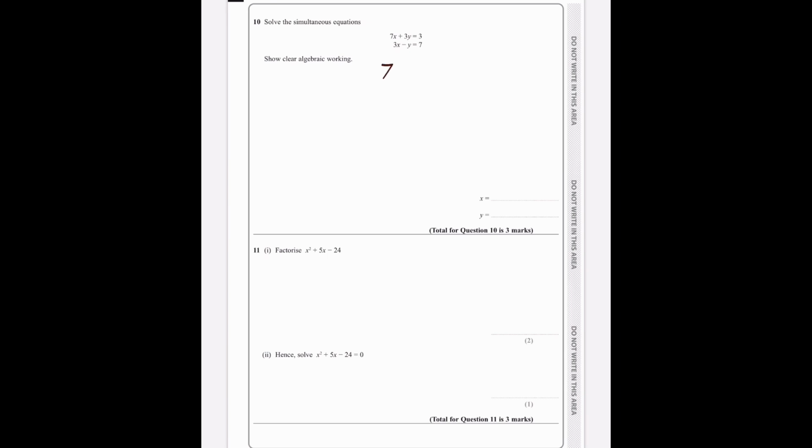Simultaneous equations question here. You've got all the choices in the world. I've gone for the elimination method. If you did it by substitution, that would be absolutely fine. I thought the simplest way to eliminate a variable is to eliminate y, because we can just multiply the second equation by 3, and we have the equivalent number of y's.